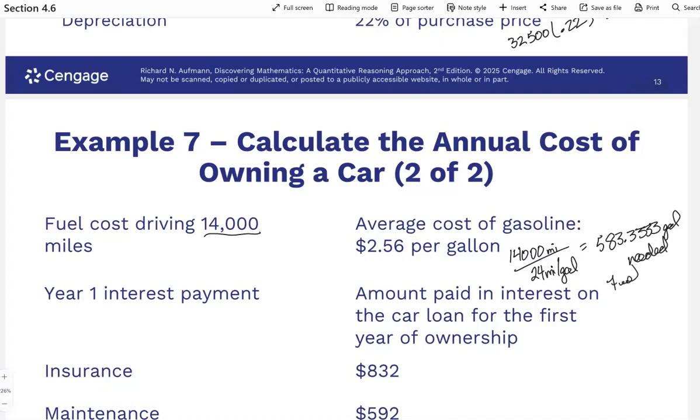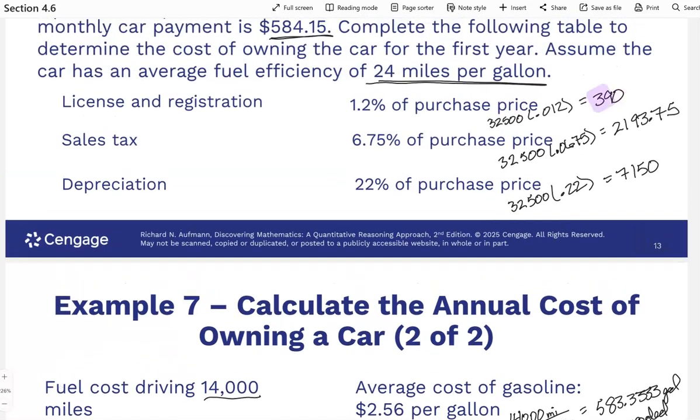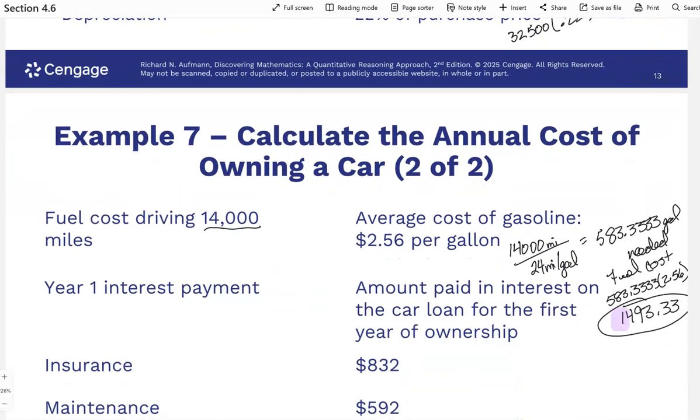So fuel cost would be that times 2.56. So I got about 1493 and some change for that fuel cost. I'm going to circle that and go back and highlight these numbers so we don't lose them when we finish this problem.